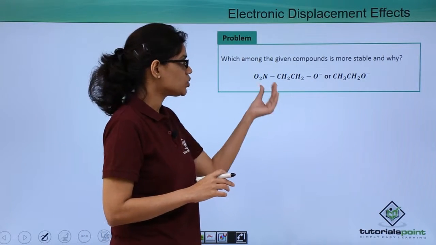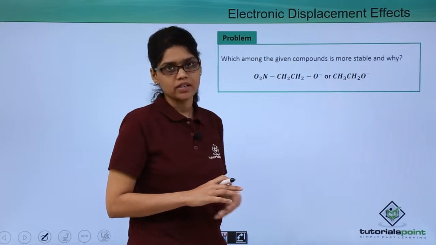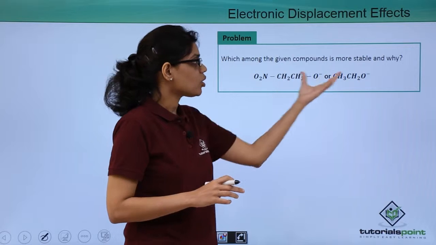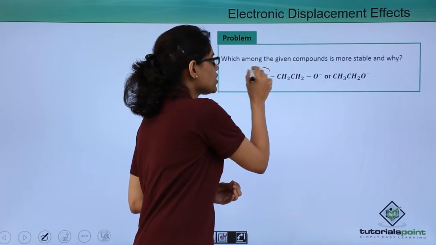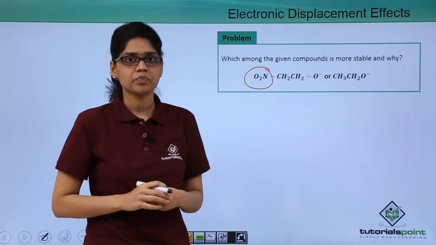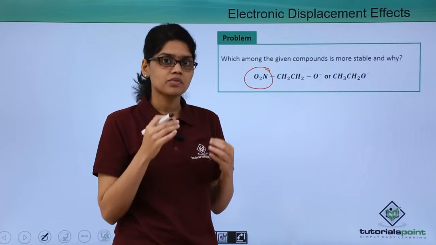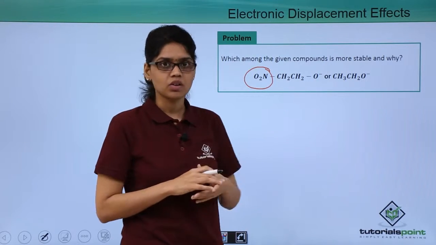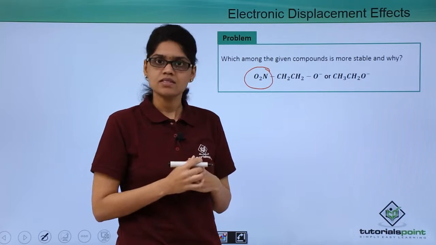We can see this is NO2 CH2 CH2O minus, and here we have CH3 CH2O minus. So you can see that there is almost no difference between these two compounds except the presence of nitro group in this particular structure. So the first thing that we need to identify is what is the effect of having nitro group on this particular compound and whether it is helping in stabilizing or destabilizing the system.